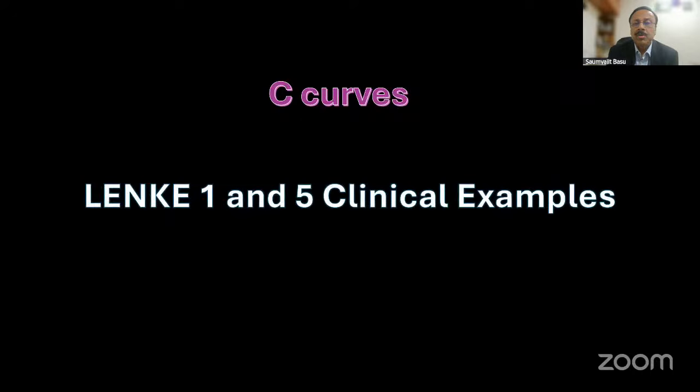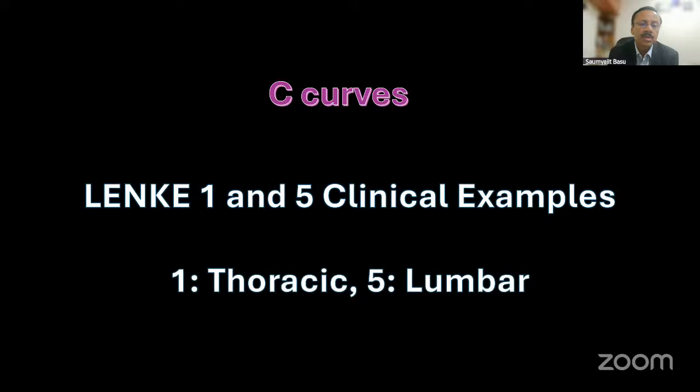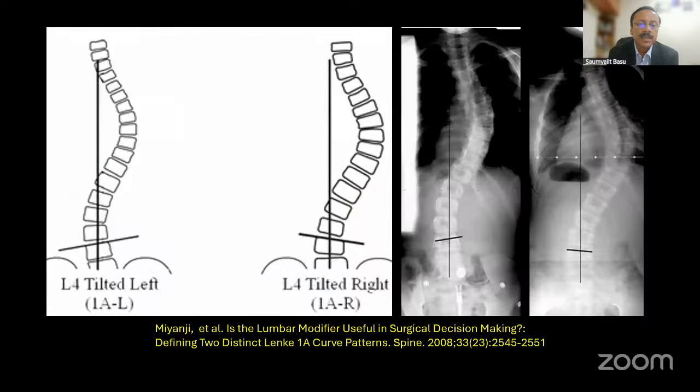So let's come on to some curves, C curves and S curves, to come into some clinical examples. Lenke 1 and 5 is easy because 1 is thoracic and 5 is lumbar. And this is Firoz Mianzi's publication in 2008, Spine, which came out that Lenke 1AL is L4 tilted to the left and Lenke 1AR is L4 tilted to the right.